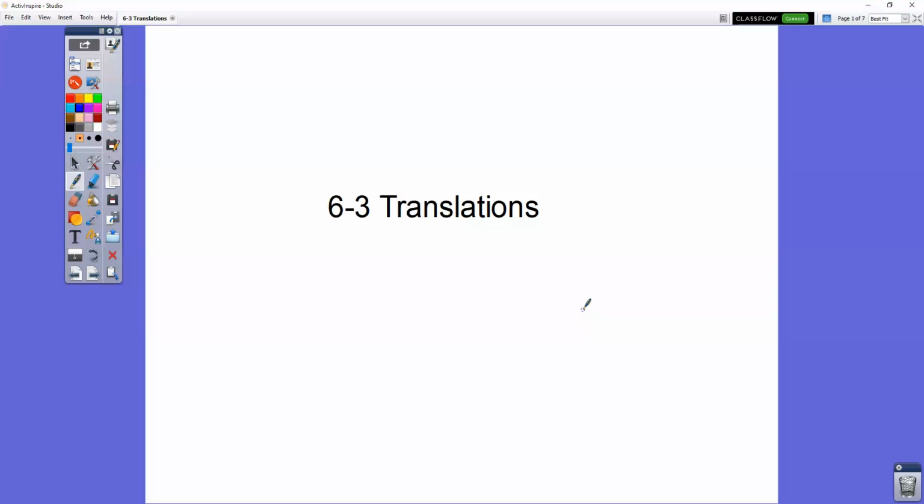This is the lesson for 6-3, which is translations. Remember that the S and L in translations stands for slide. All that you are doing today is sliding a picture. You're moving it from one place on the screen to another place on the screen.